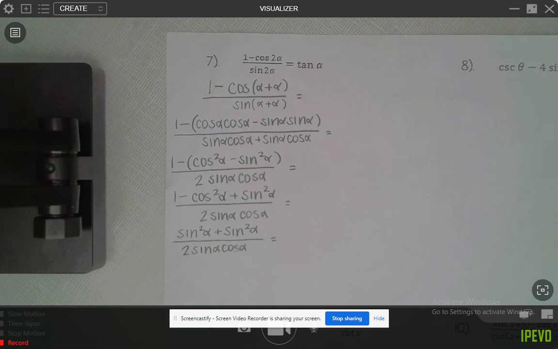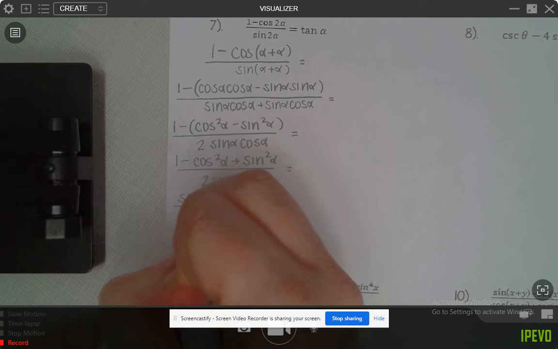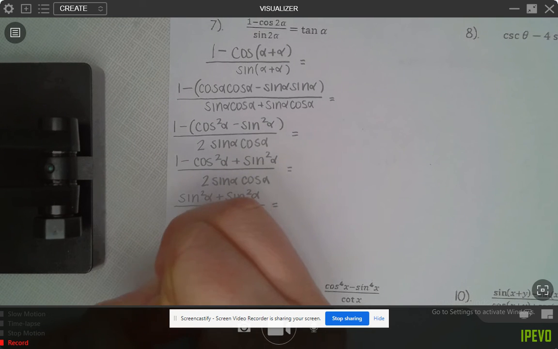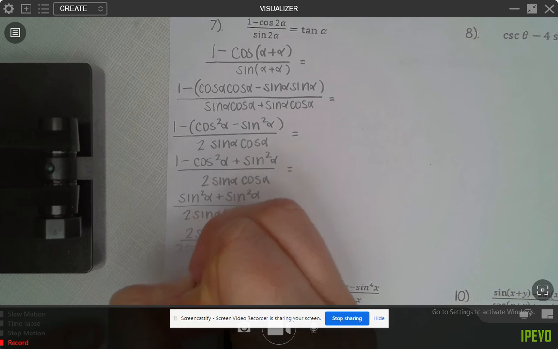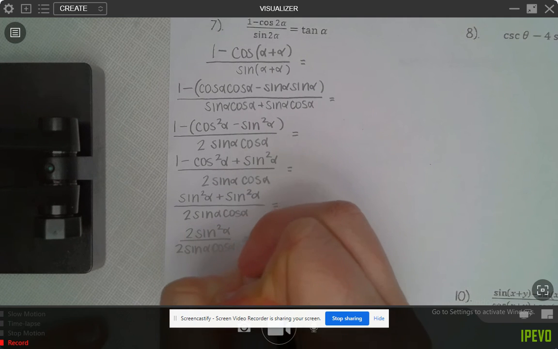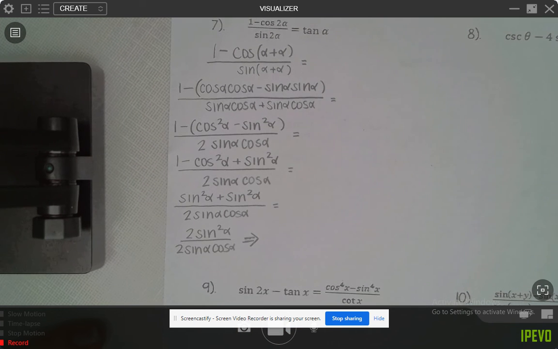What am I going to do next? Combine them, right? How many do I have on the top? 2. So I have 2 sine squared divided by 2 sine of alpha cosine of alpha. I ran out of room. I wrote too big. Talk to me. The 2's cancel, right? Because I don't want them anymore. Agree?